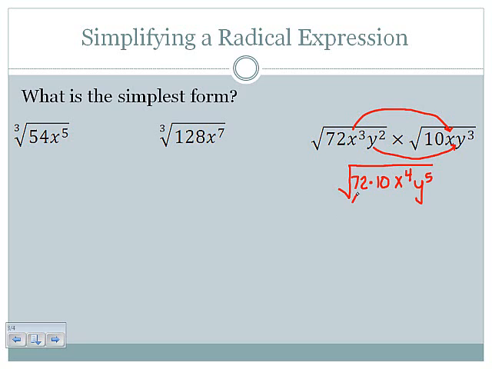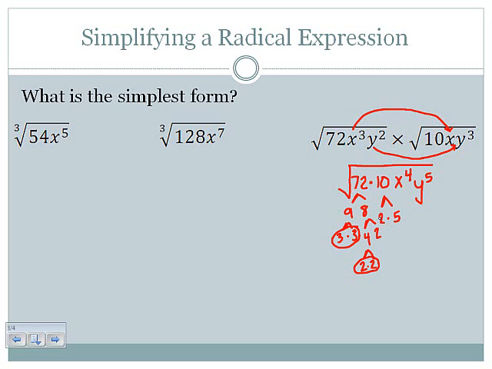Now let's simplify. 72 is 9 times 8. 9 is 3 times 3. There's a group of two things. 8 is 4 times 2, and 4 is 2 times 2. There's another group of two things. 10 breaks down into 2 times 5.